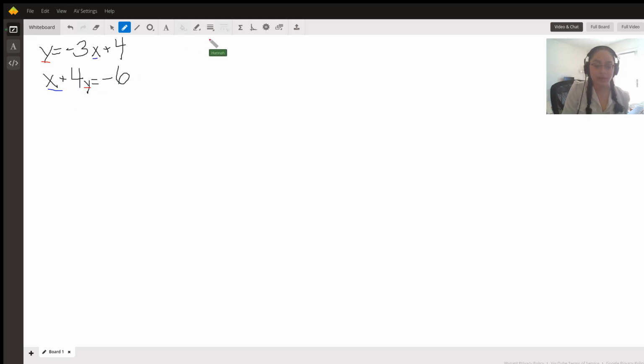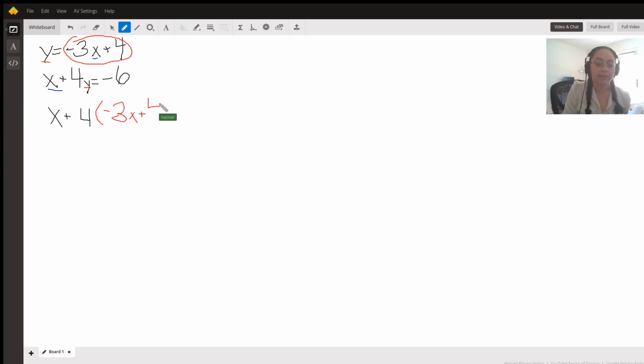So the first thing we're going to do is see if our system of equations tells us exactly what one of these variables is equal to. Our first one does. Our first one tells us that y is equal to negative 3x plus 4. That means that we can rewrite our second equation, x plus 4y equals negative 6, but replacing the y with what the first equation says. So let's replace the y with negative 3x plus 4.